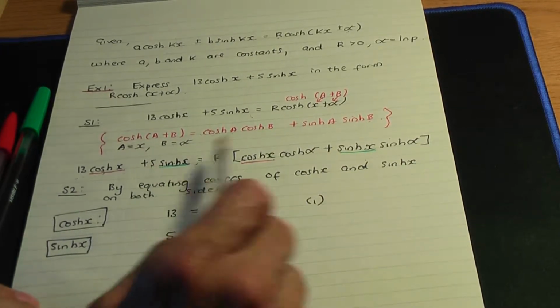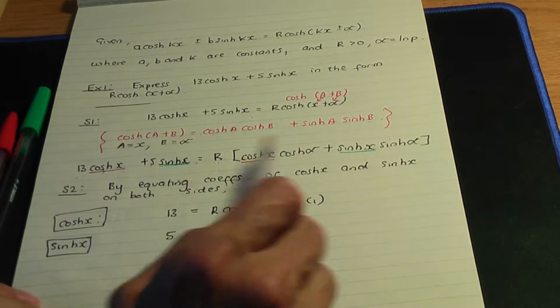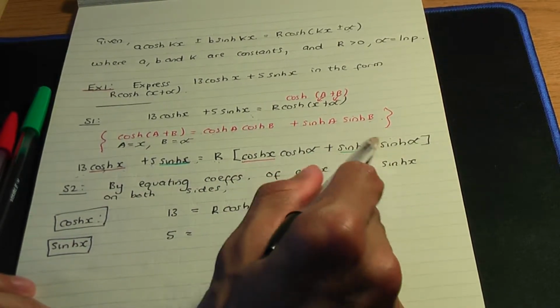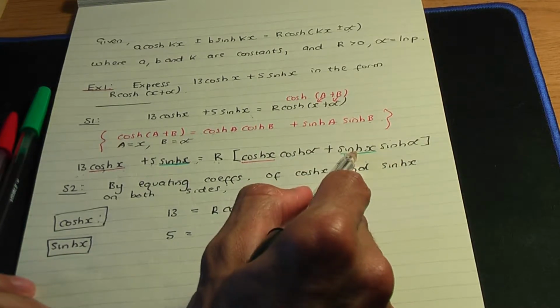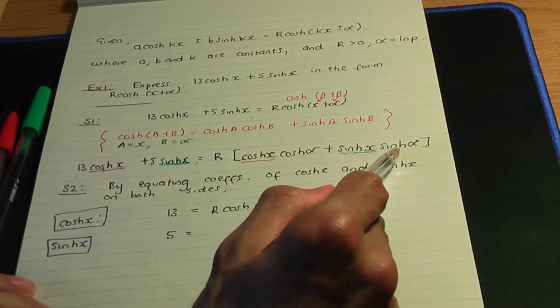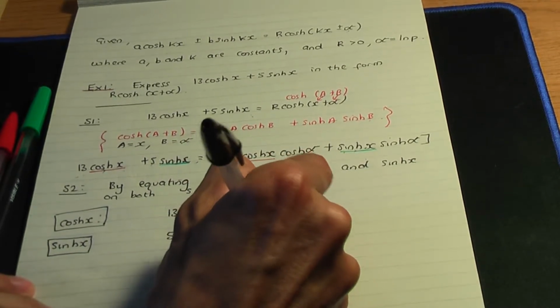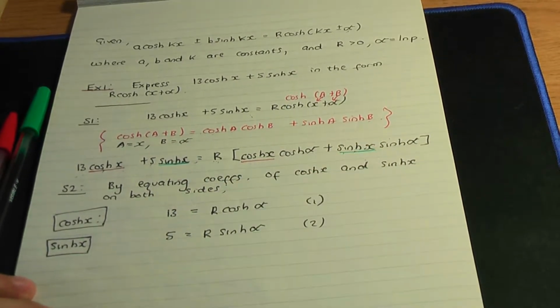So remember, these two signs should be the same on both sides. So on the right hand side, when I look at the coefficient of hyperbolic sine x, we have r hyperbolic sine alpha. Let me call that equation 2.